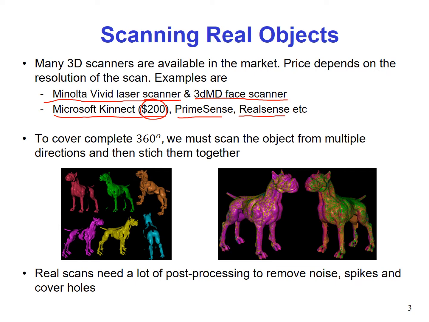However, to cover the complete 360 degrees of an object, we must scan the object from multiple directions. Here you can see a statue of a dog is scanned from one direction, then from another one, then from a third one, and then from the other side, and so on. All these scans must be stitched together and then combined to form a single 3D object. Real scans need a lot of post-processing to remove noise, spikes, and to fill in holes. No matter how many scans you get, if the shape of the object is complex, you will still end up with some holes that need to be covered.